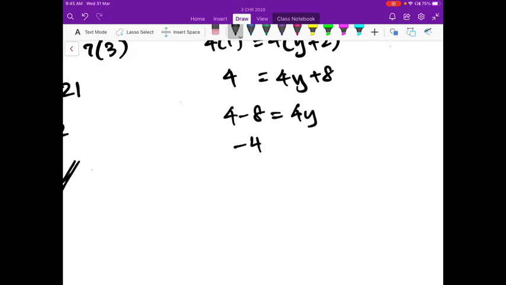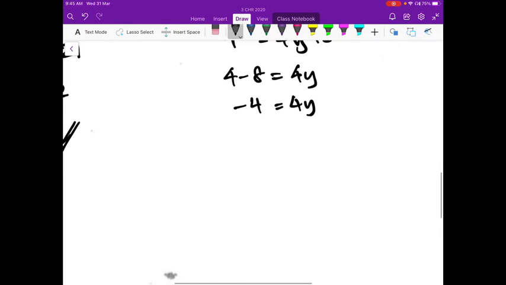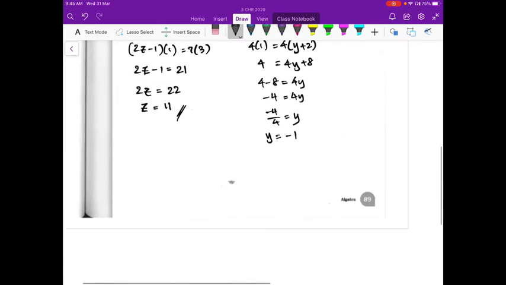Never mind, you don't need to look at your work already. Look at the screen. So 4 minus 8 is negative 4. And what is this equal to? Equal to 4y, okay. And then what do I do? Divide by what? Okay, so negative 4 over 4 equals y. And so y equals negative 1. Alright? Good.